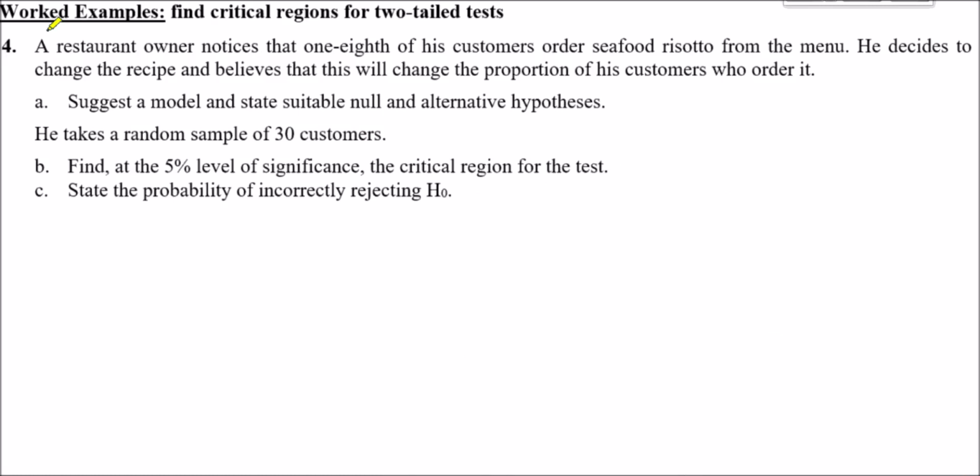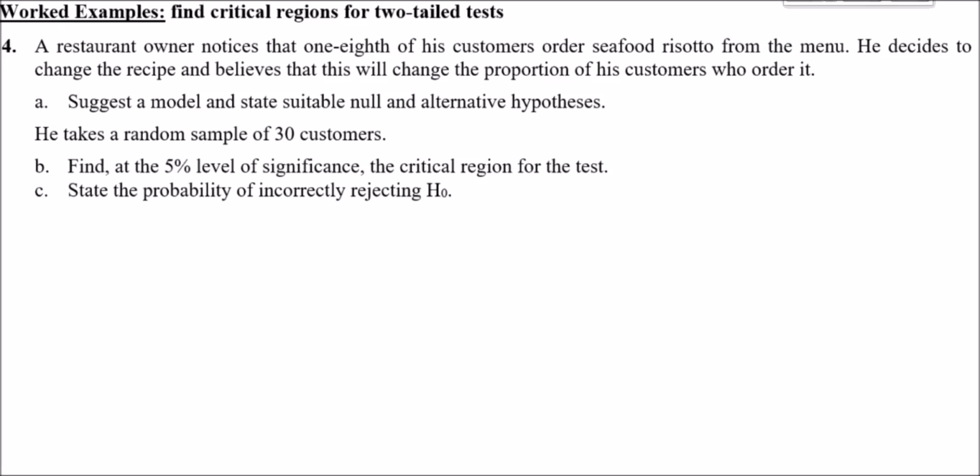Final one, worked example 4, we have a restaurant owner noticing that 1/8 of his customers order seafood risotto from the menu. He decides to change the recipe and believes that this will change the proportion of his customers who order it. So first of all, we need to suggest a model and state suitable null and alternative hypotheses.